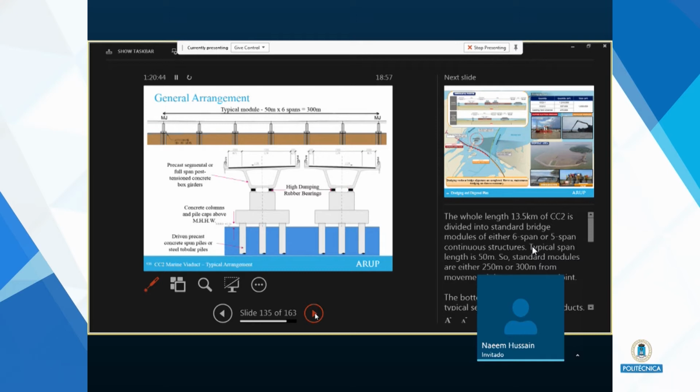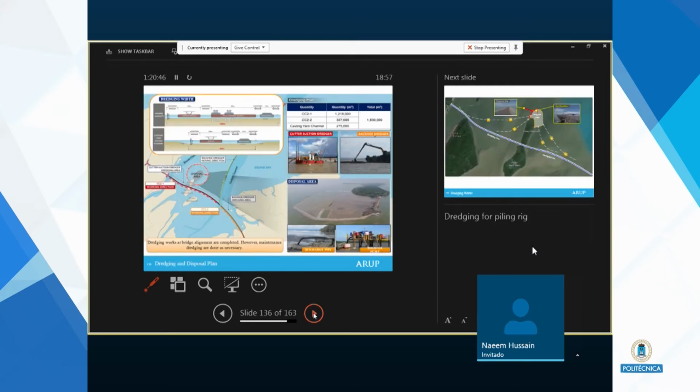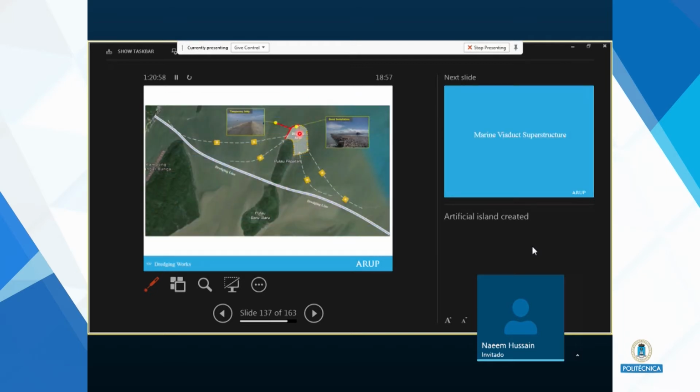And then in order to have access to do the piling, we have actually done dredging along here to create access for the piling rigs and also for delivery. And this shows the pipe for doing the dredging along this 14-kilometer length.